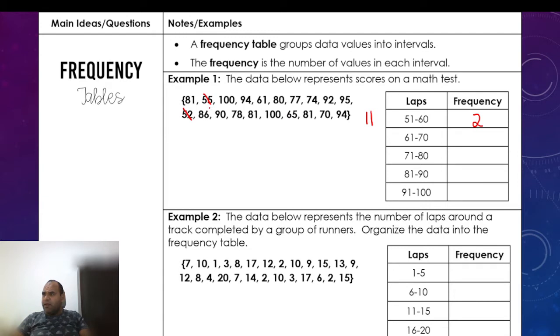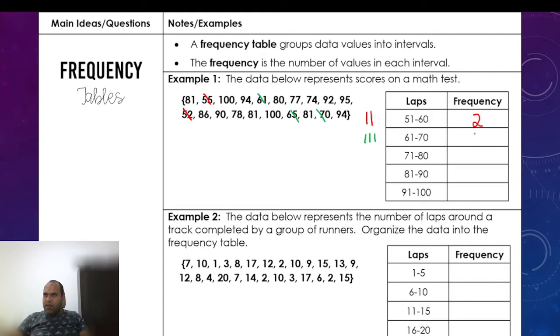61 to 70. I have one here. Let me use another color just for you to understand, guys. Make sure you are understanding. 61 here. Another one between 70. Here in the first line, no. 65 and 70 here. 3.